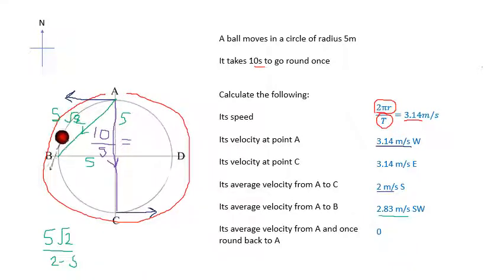Its average velocity from A all the way back to A is 0. That's crazy. Why? Because its displacement is 0.